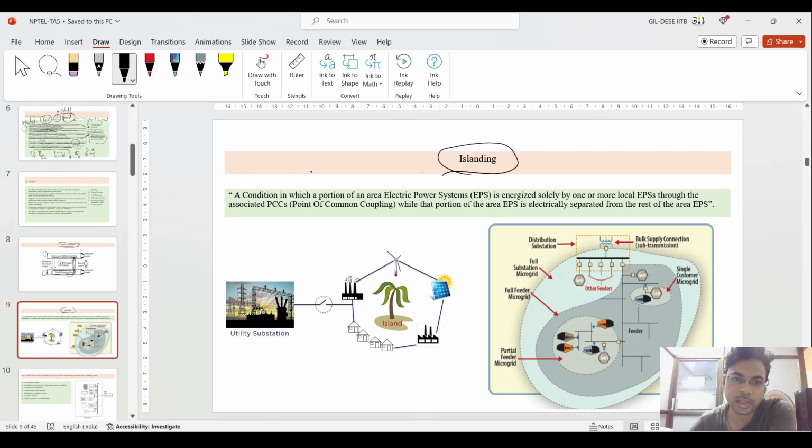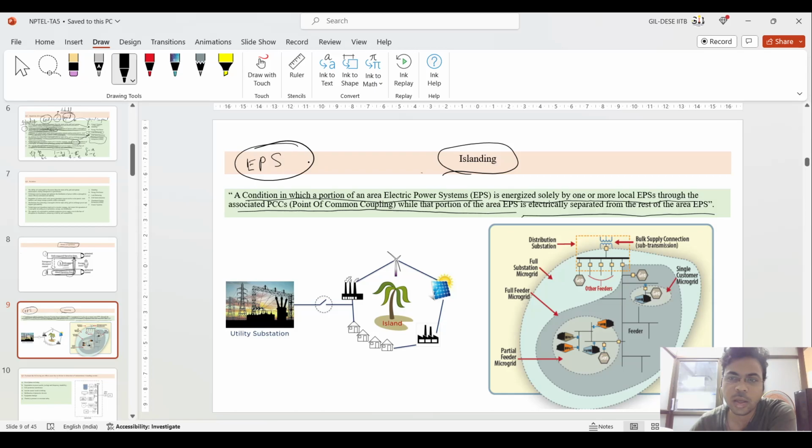Before going into islanding, the first thing is the basic definition of an islanded system. According to the IEEE standard, it defines an islanded situation as a condition in which a portion of an area electric power system is energized solely by one or more local EPSs, the energy generating sources, through the associated PCCs, points of common coupling, while that portion of the area EPS is electrically separated from the rest of the area EPS.